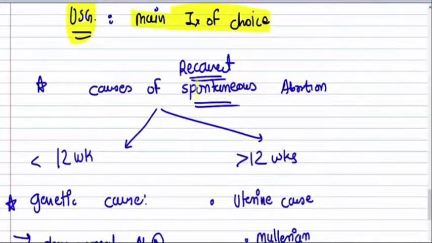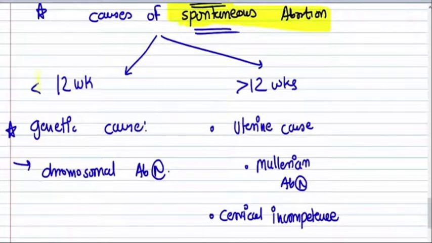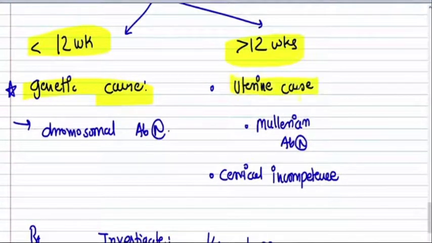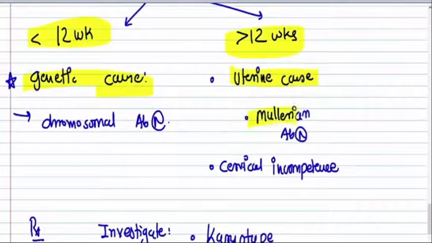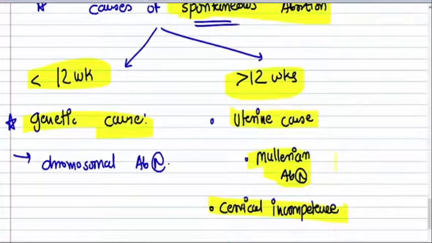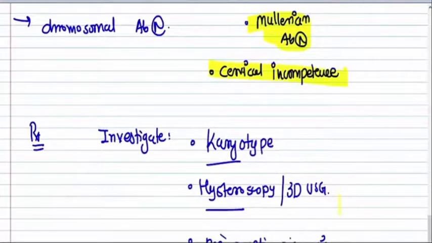Now let's discuss something about recurrent spontaneous abortion. It is a problem with many couples and the causes can be divided by weeks. Less than 12 weeks the cause remains genetic, and in the cases of more than 12 weeks of multiple spontaneous recurrent abortions, uterine cause is the main cause of problem. Even Mullerian abnormality can be there, cervical incompetence can be there. Now the treatment of spontaneous recurrent abortion remains to identify or diagnose the cause of particular abortions.